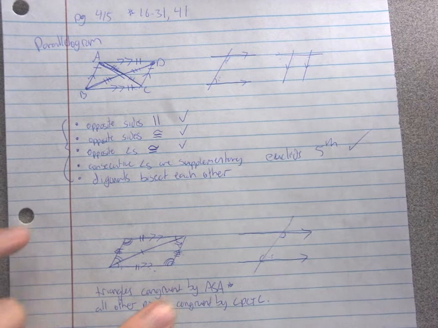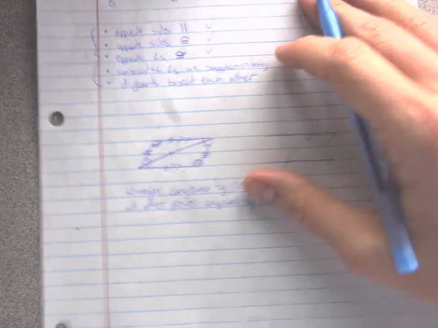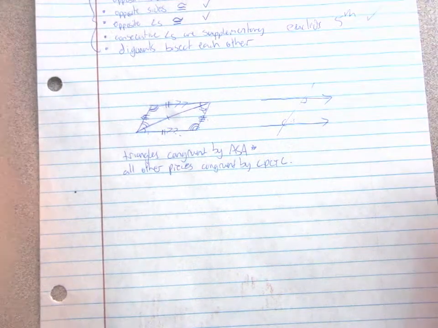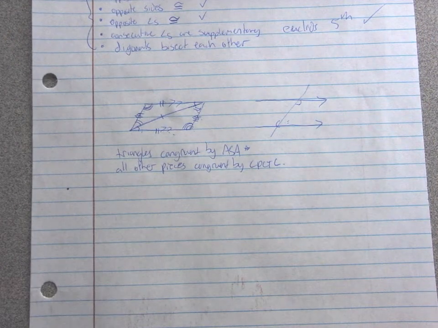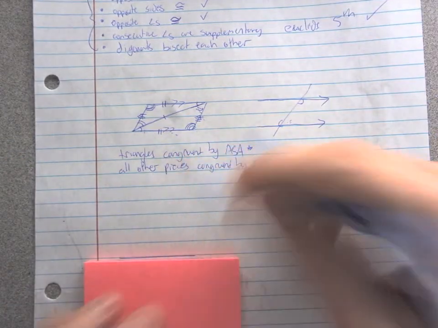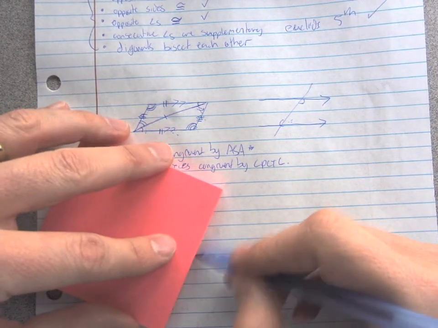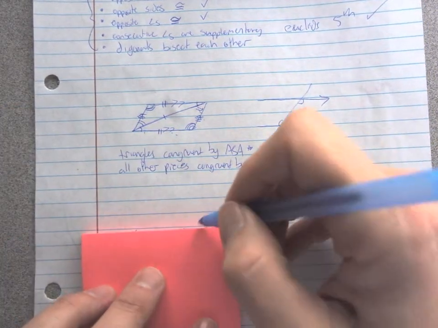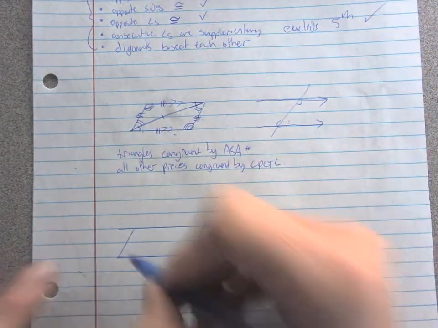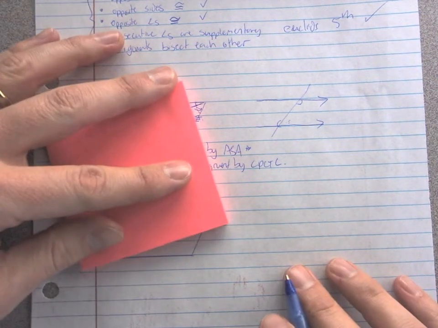Check. Okay, let's talk about the diagonals bisecting each other now. Okay, so very, very similar idea. Let's draw some triangles. Okay, we're going to do the same kind of shape, parallelogram. Okay, so not a perfect parallelogram, but you get the idea. Okay, now we're going to draw both sets of diagonals.